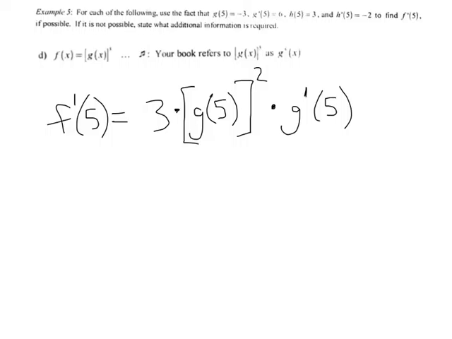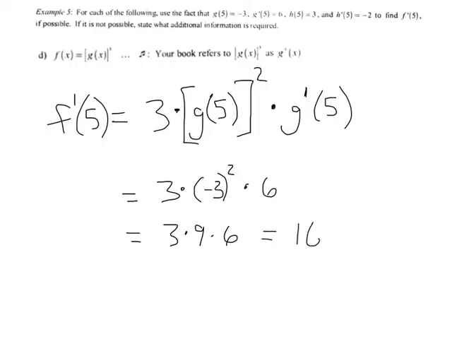Okay, so we go ahead and we fill in some of this info. We're going to have 3 times G of 5 is a negative 3 being squared. G prime of 5 is 6. And so we'd have 3 times a 9 times a 6. Challenge yourself. Can you do that without a calculator? In the end, your answer is 162. Bada bing, bada boom. That is the chain rule.